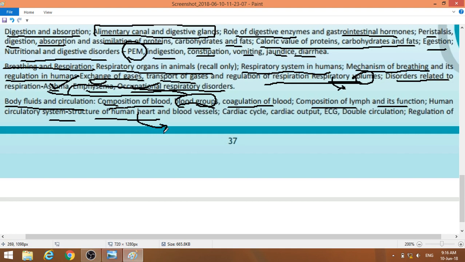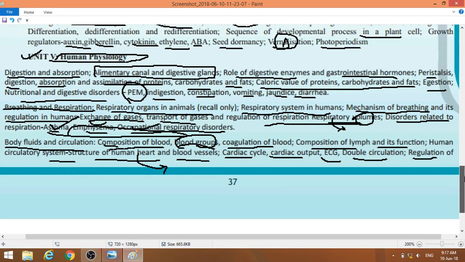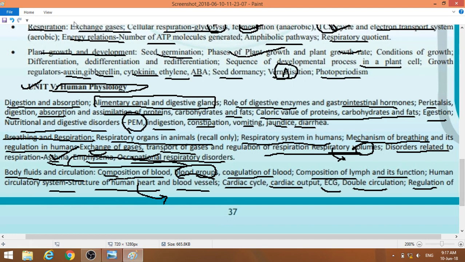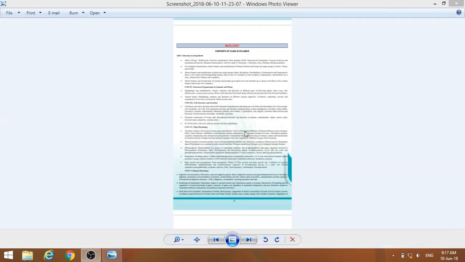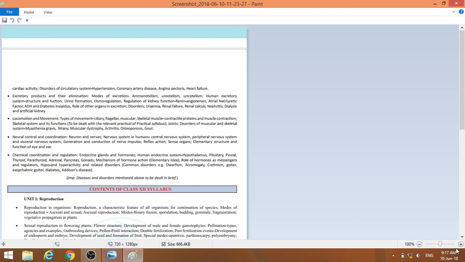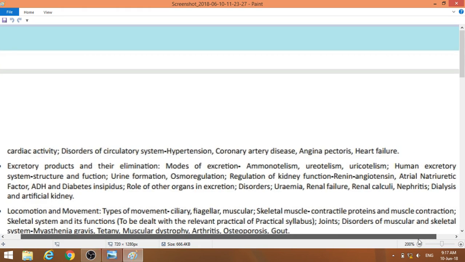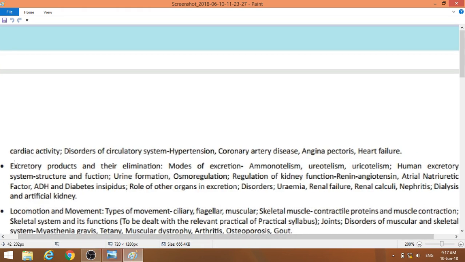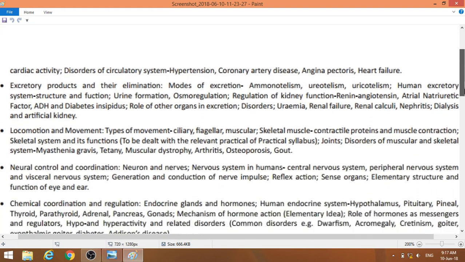Tricuspid, bicuspid valves, semilunar valves. Then you study blood vessels, cardiac cycle, cardiac output, ECG. You have to study double circulation, regulation of cardiac activity, that is important.